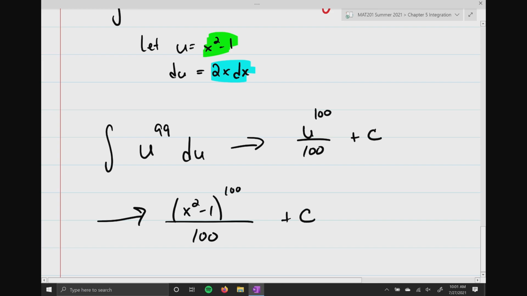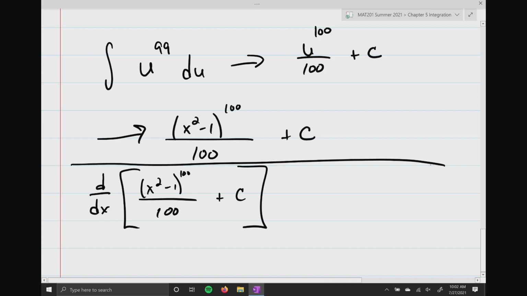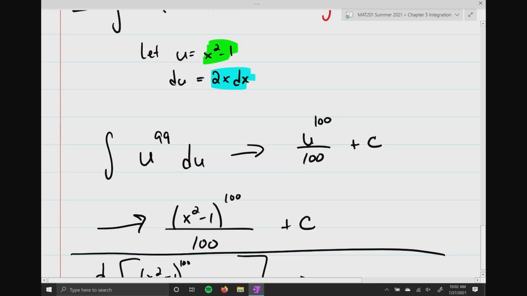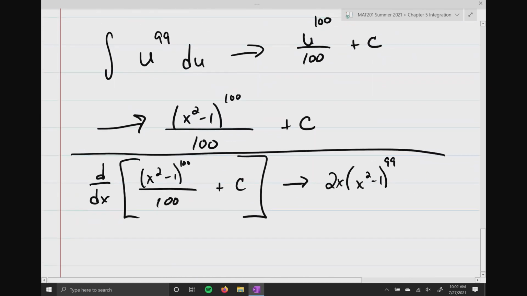Okay? Now, here's the beautiful part about this. All you got to do to check yourself to make sure you're correct is differentiate. In other words, if we were to take the derivative of what we have here, give me 1 second, I'm just going to write it out. If we were to take the derivative of this, we should get what the original problem was, which is, I forget already, 2x times x squared minus 1 to the 99th power. Is that it? Yep.